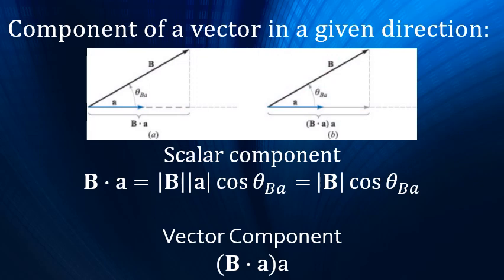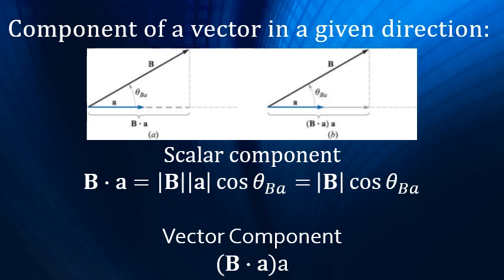Okay, isang example or application ng dot product is yung tinatawag natin component ng vector in a given direction. For example, dito, meron tayong vector b. Hahanapin natin yung component ng vector b in the direction of vector a. Yun yung isang application ng dot product. So, magdalawa yan. We have the scalar component and the vector component. Para makuha yung scalar component, which is b dot a, yung formula natin kanina, magnitude ni b, magnitude ni a, cosine ng angle between b and a.